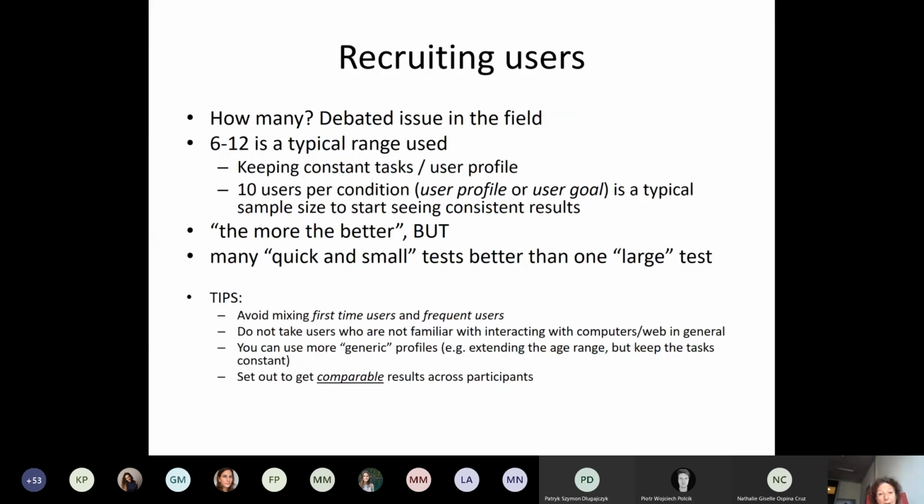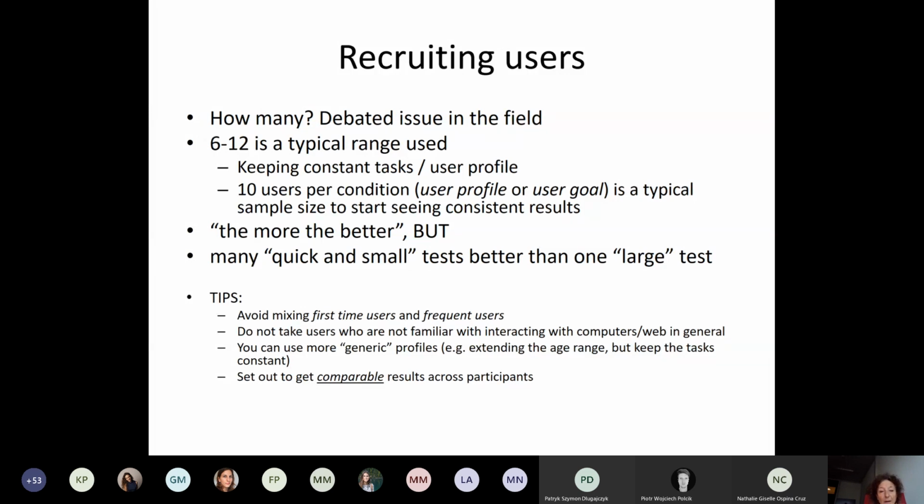How many users? Usability methods have been around since the 80s, and people still discuss what is the right number. The typical range is between 6 and 12. In a sense, the more the better, but recruiting users is expensive and time consuming. So it's better to focus and to have several quick and small tests instead of having a huge, large test.